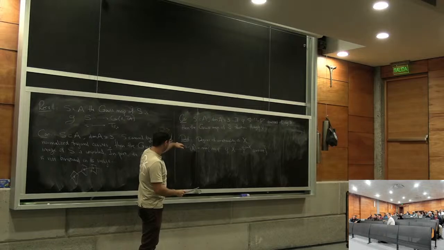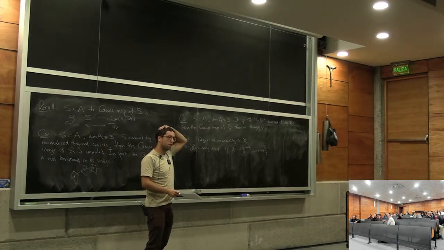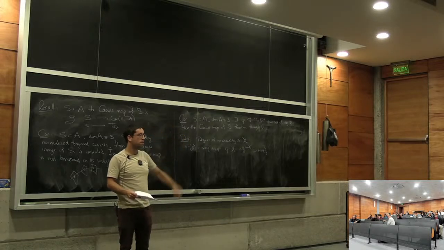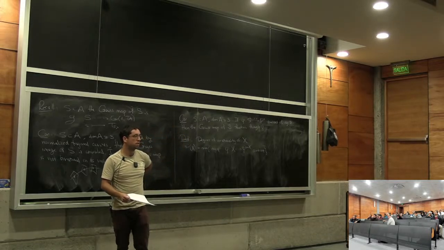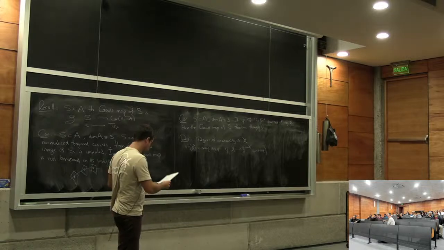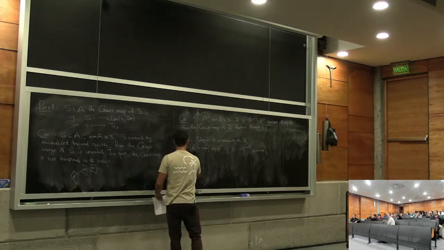Okay, and so this basically tells you that if you have a surface inside of an abelian variety of dimension at least 3 that has degree of irrationality 3, its Gauss map is really special. It's really strange. And you get some consequences out of that.